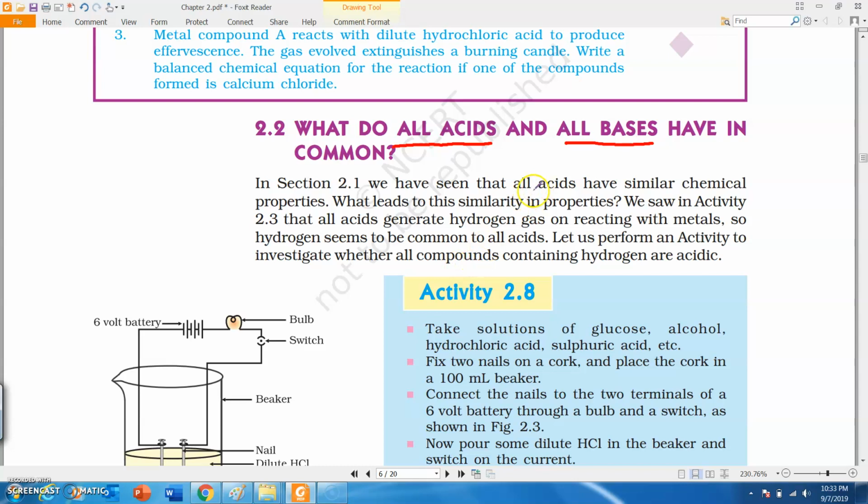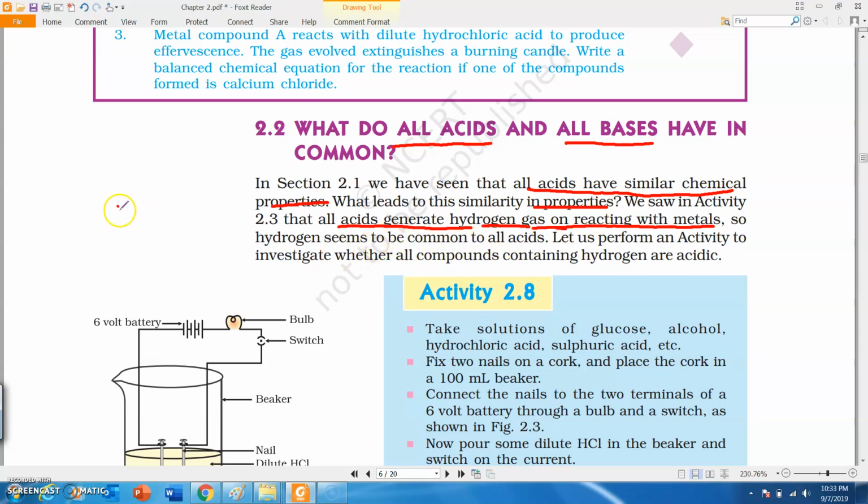All acids have similar chemical properties. Why? We saw this in activity, hydrogen gas on reacting with metals. All acids generate hydrogen gas. That means when acids react with metals, they form hydrogen gas. So hydrogen seems to be common to all acids.